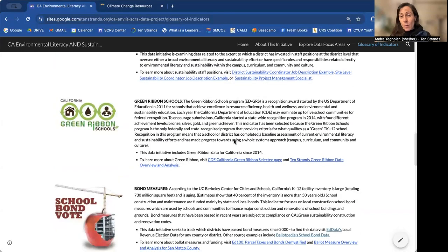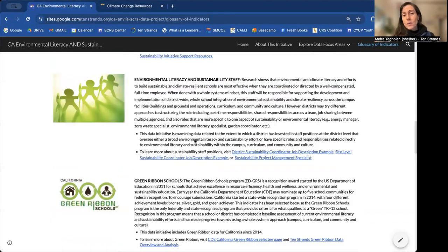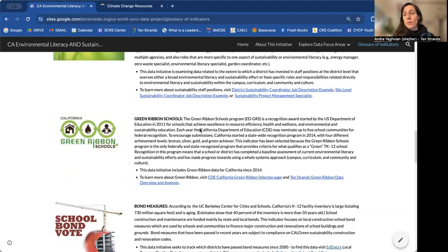Something that's related to both of those, and actually all of this, is really achievement on Green Ribbon. So this is an awards program that was started by the Department of Education and carried out by different states. And in California, we have a tiered version of the Green Ribbon schools. So you can achieve at different levels: bronze, silver, gold, and green achiever. And they are assessing whether or not a school has taken action across 3 different pillars.